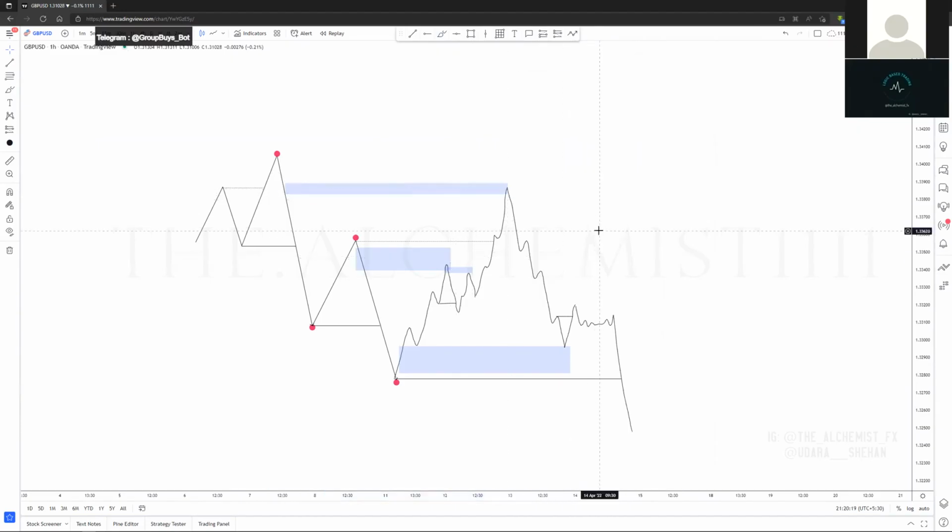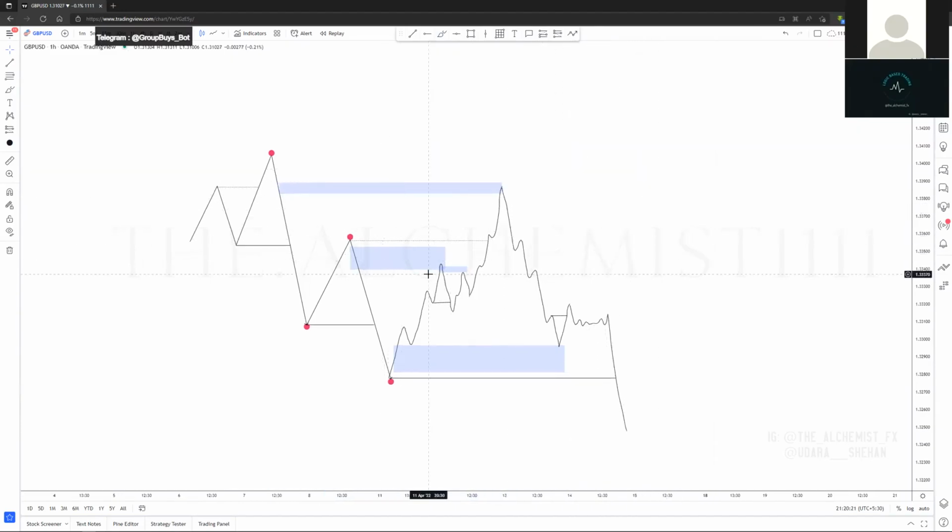Now then smart money traders will tell you, oh, order blocks do not work anymore. We tried to sell it here, even the confirmation entry got stopped out. We tried to buy it here, even the confirmation entry got stopped out. It doesn't work. Yeah, it doesn't work that way.